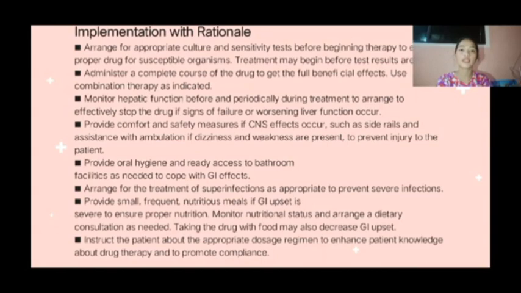Provide oral hygiene and ready access to bathroom facilities as needed to cope with GI effects. Arrange for the treatment of superinfections as appropriate to prevent severe infections. Provide small, frequent, nutritious meals if GI upset is severe to ensure proper nutrition. Monitor nutritional status and arrange a dietary consultation as needed. Taking the drug with food may also decrease GI upset. Instruct the patient about appropriate dosage regimen to enhance patient knowledge about drug therapy and promote compliance.